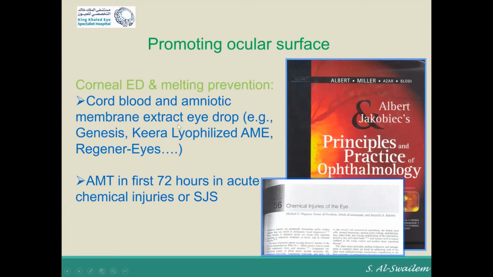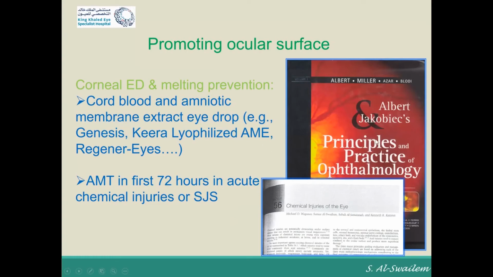And I give you some examples like Genesis, Kivra, the Italian one, and Regener-Eyes in the USA, and so on. And they are really rich in nerve growth factors and a lot of factors that facilitate the healing of the epithelium and give nourishment to the cornea. Or you can also treat the persistent epithelial defect and prevent further melting by applying amniotic membrane. For instance, if you're talking about acute chemical injuries, or in case of acute Stevens-Johnson, amniotic membrane is really needed in the first 72 hours.